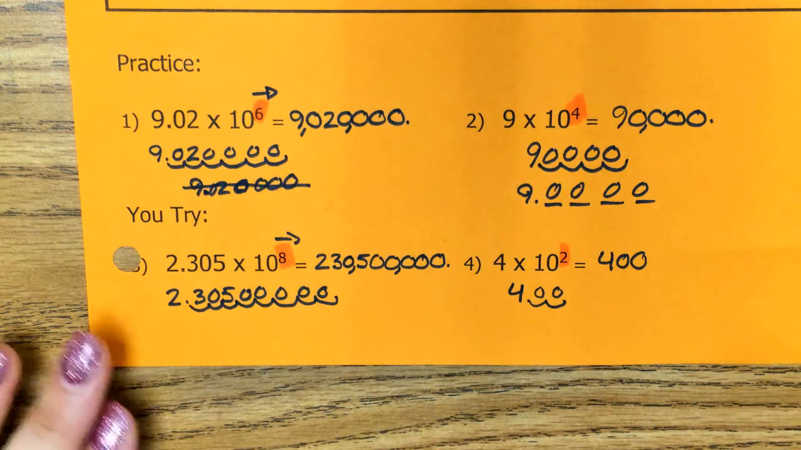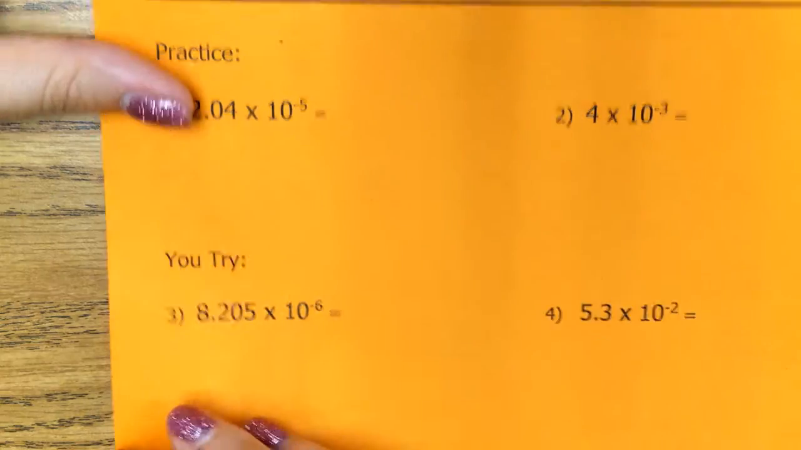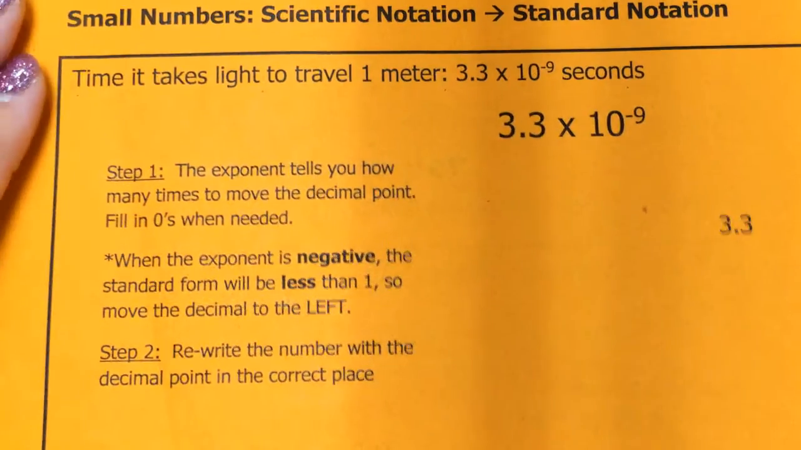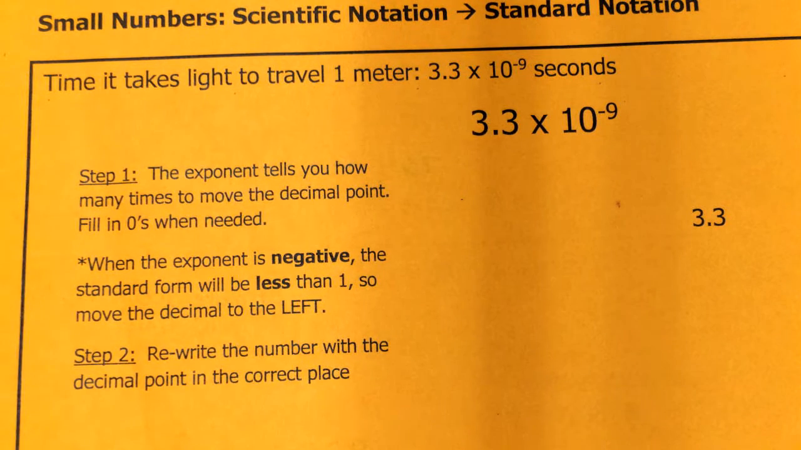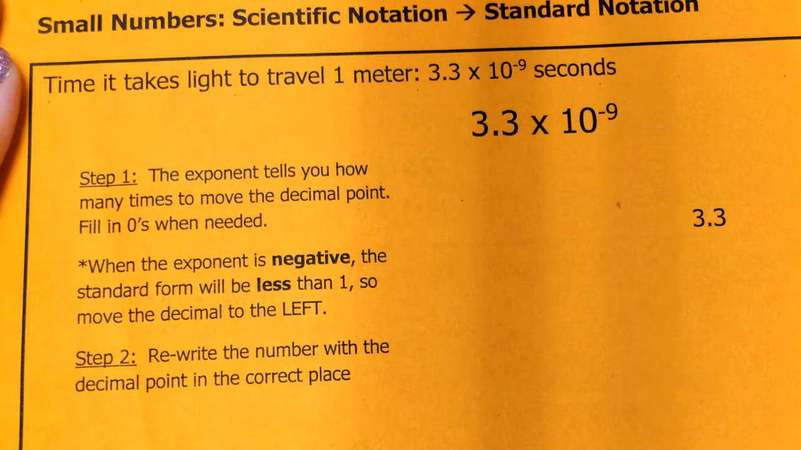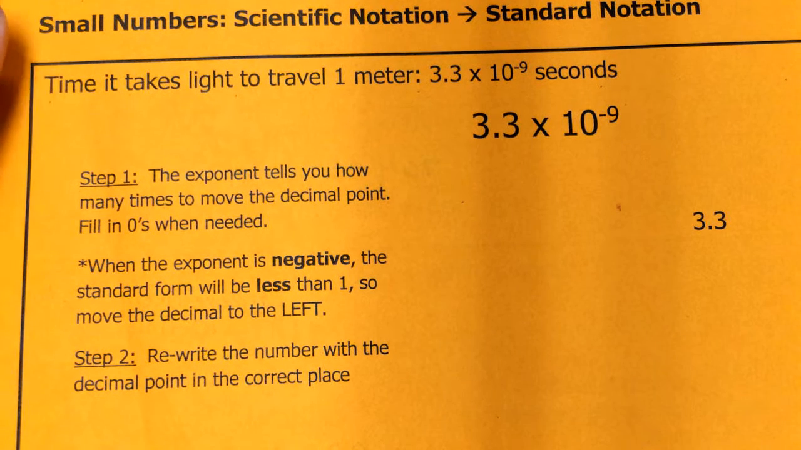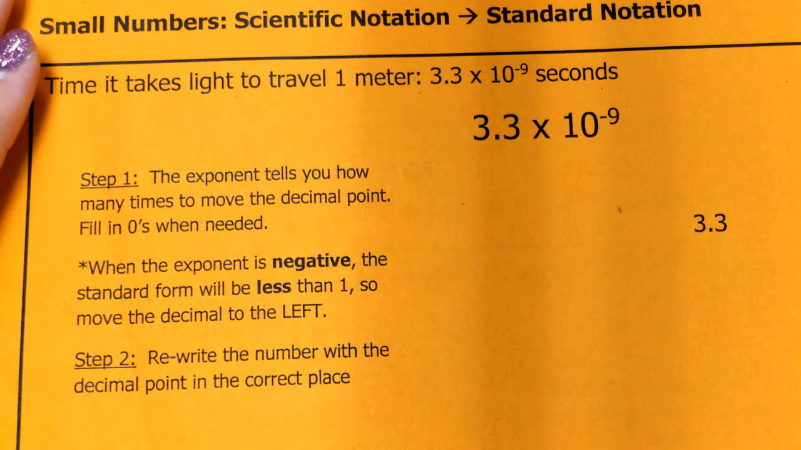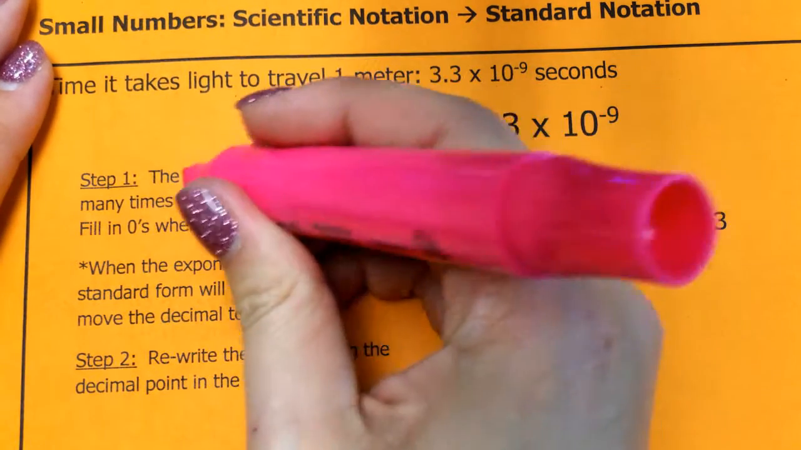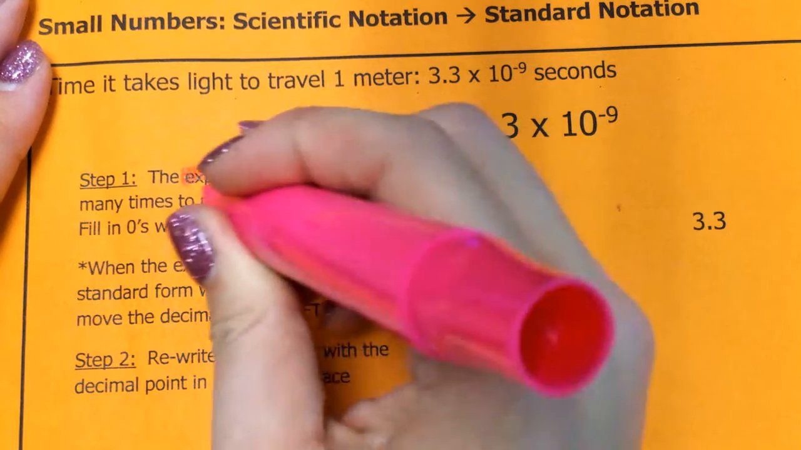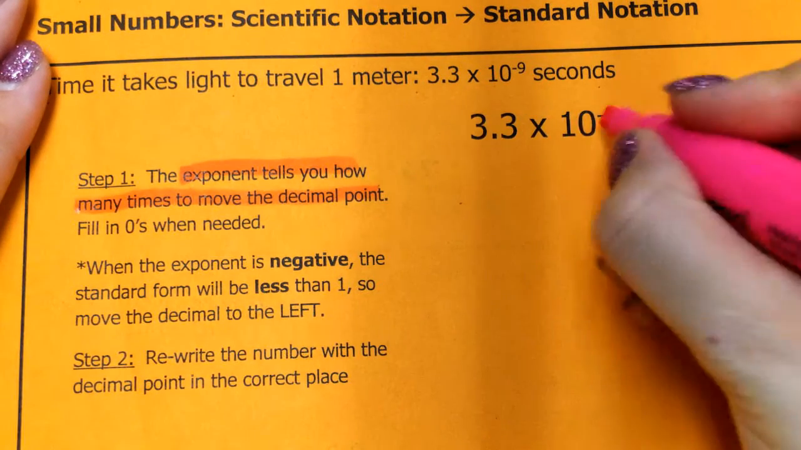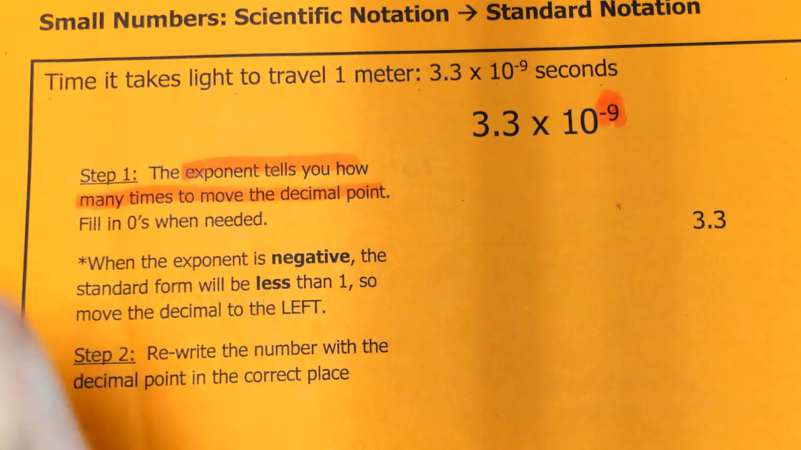Let's look at the back. Flip over here, bring us up. All right, so same idea here. The time it takes light to travel 1 meter is 3.3 times 10 to the negative 9th seconds. So again, my exponent is going to tell me how many times to move that decimal point. So there's my negative 9.